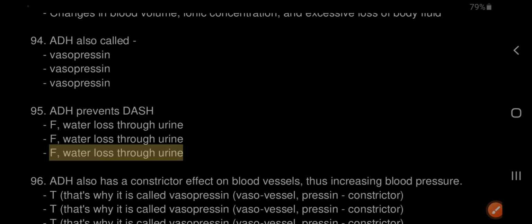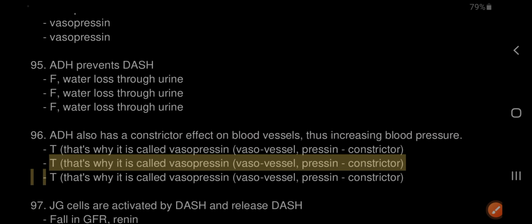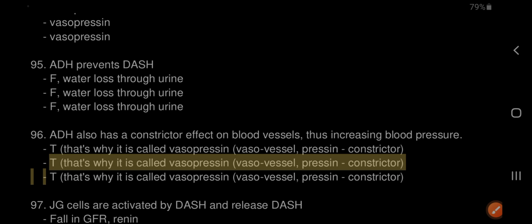96. ADH also has a constrictor effect on blood vessels, thus increasing blood pressure. True. That's why it is called vasopressin: vaso means vessel, pressin means constrictor.